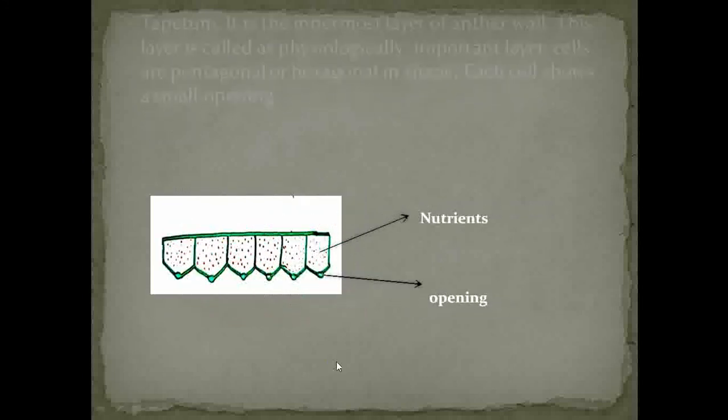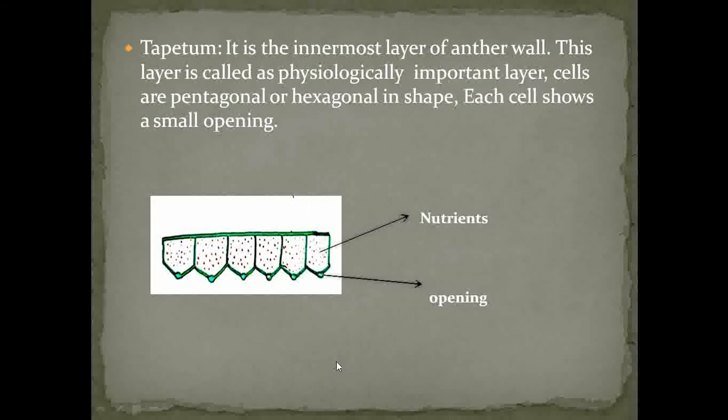Then the next layer of the anther wall is called the tapetum. The tapetum is the innermost layer of the anther, and it is called the physiologically important layer. If you observe the structure of the tapetum, the cells are either pentagonal or hexagonal in shape. They show cytoplasm and a nucleus.